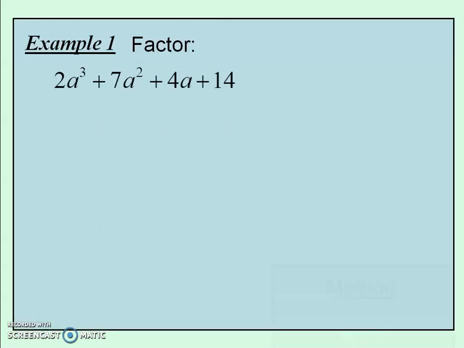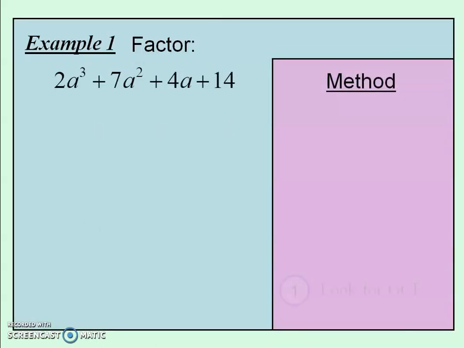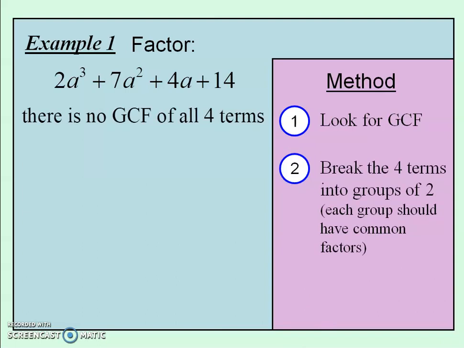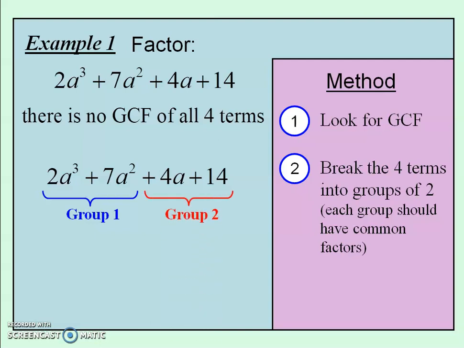So here's how we do it. Step 1 is to look for a GCF of all 4 terms. If you want to pause and think about that for a second, you can. In this case, there is no GCF of all 4 terms. So I move on to step 2, which is to break the polynomial into 2 groups of 2 where each group has common factors. There are different ways to do this usually, and it'll lead to the same final answer. But I chose to break up my 2 groups like this and this.